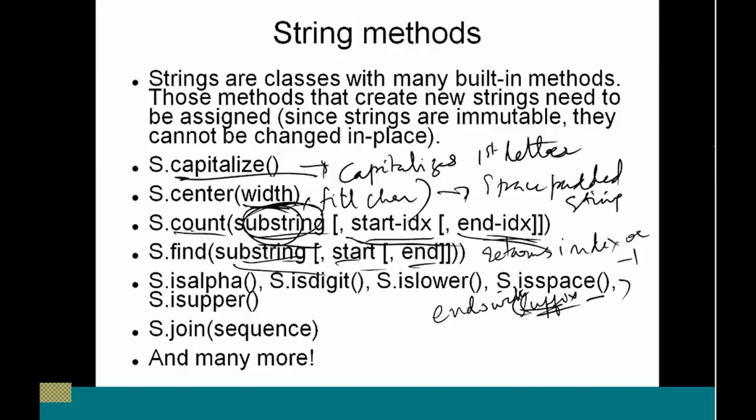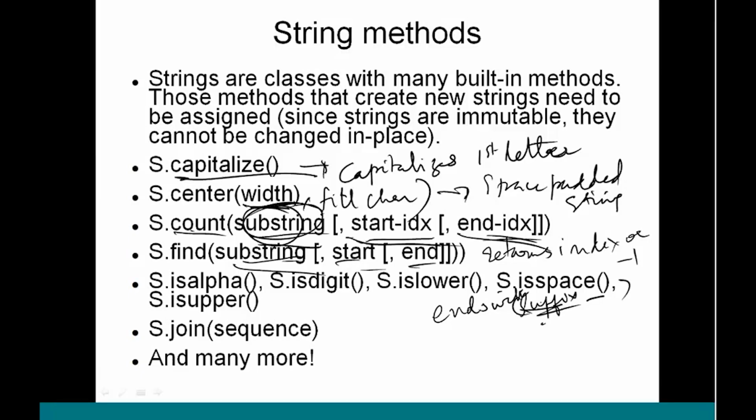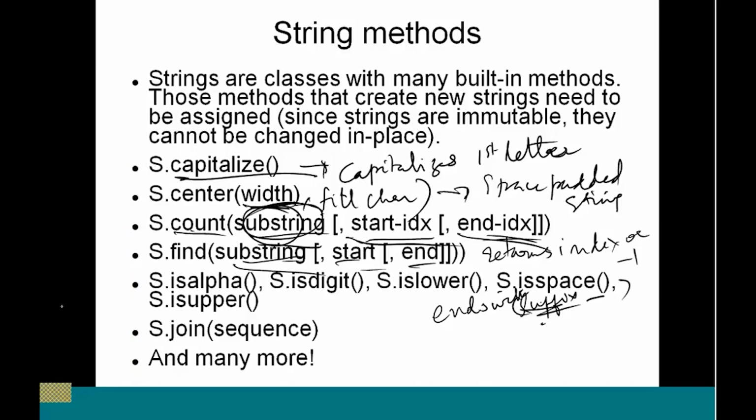It returns false otherwise. Is digit, again, is the opposite of that basically, where it returns true if the string contains only digits and false otherwise. Is lower is basically true if there is at least one cased character and all cased characters are in lower case. And then we also have is numeric, that's another one.